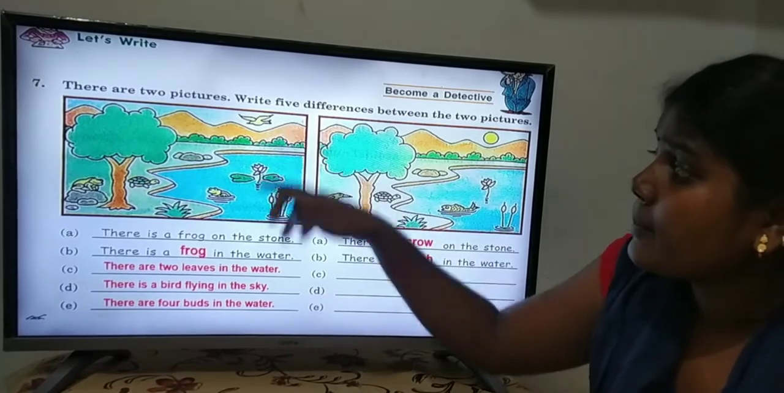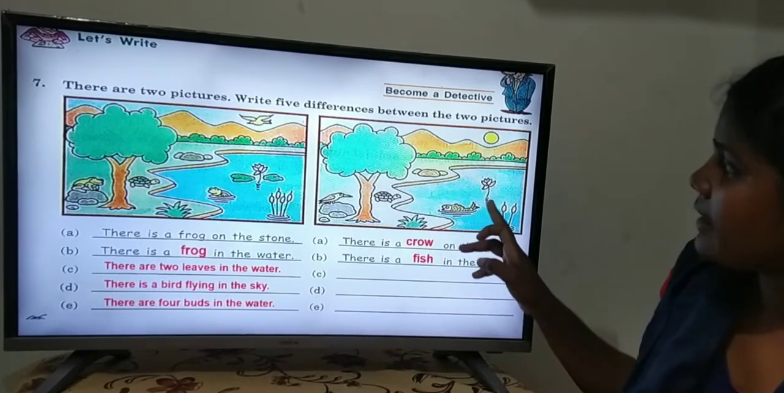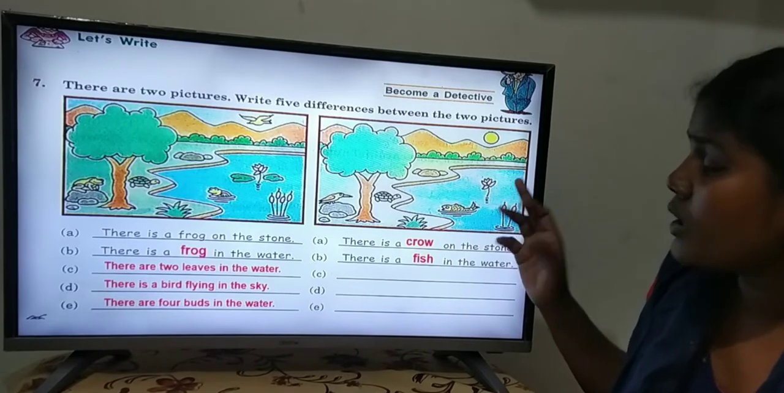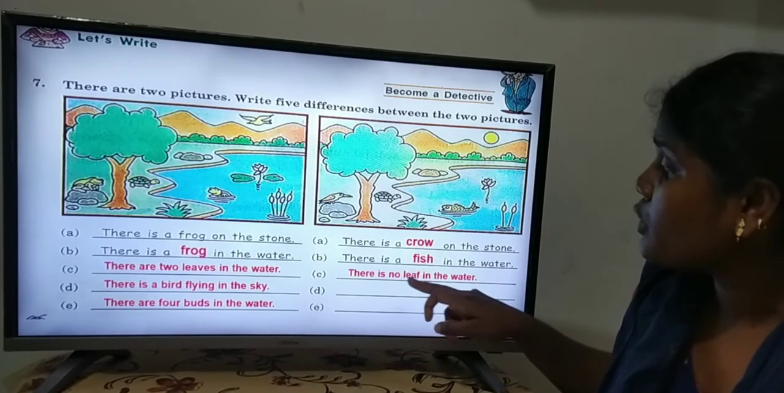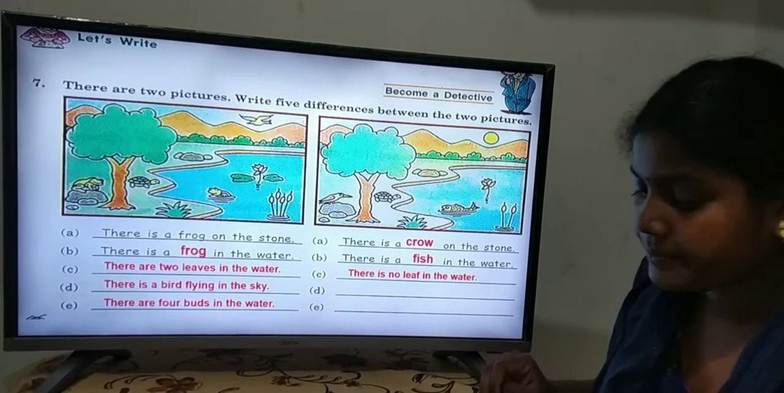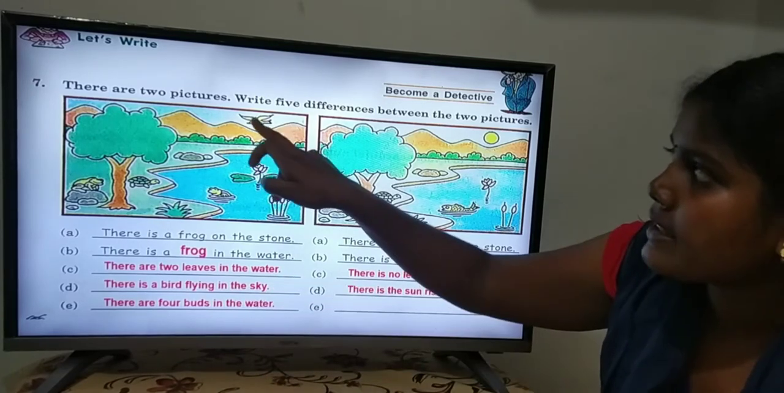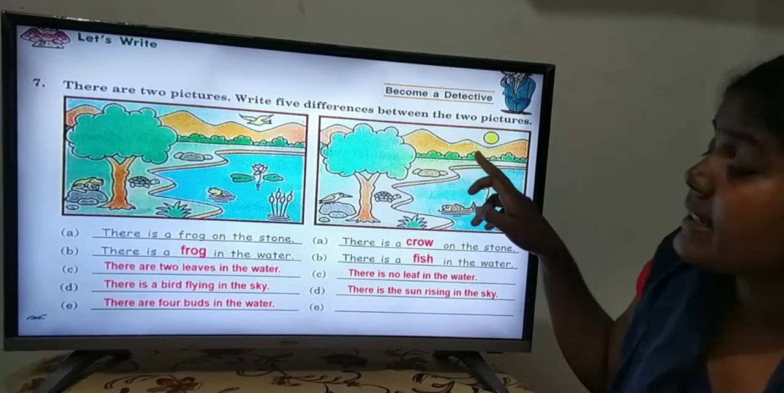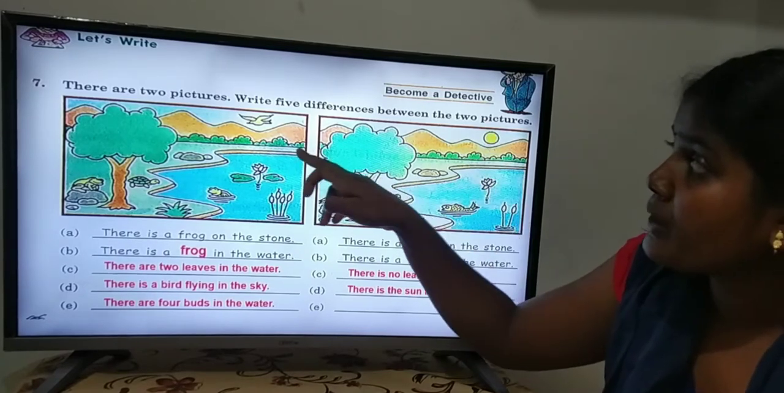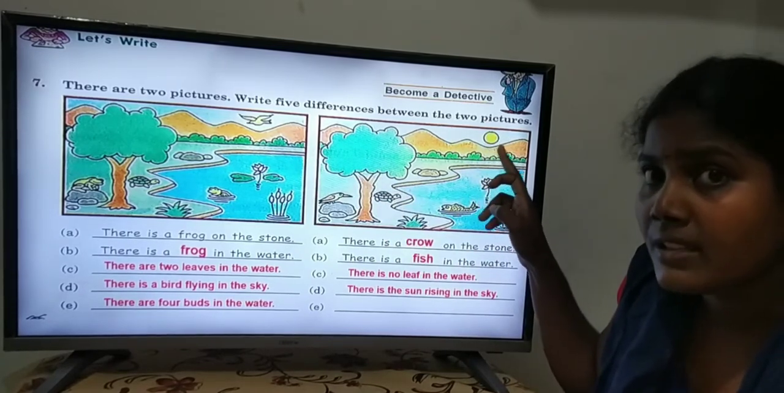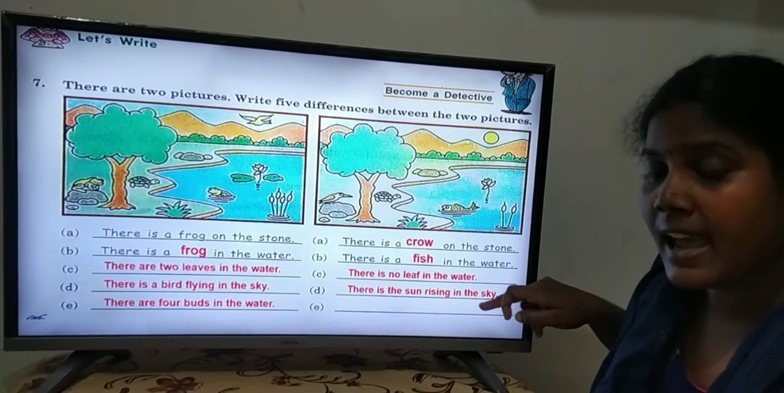Here there are 2 leaves in the water in the first picture. But in the second picture there are no leaves in the water, only a flower is there. And fourth, there is a bird flying in the sky, but in the second picture there is a sunrise. Instead of the bird, there is the sun rising in the sky.